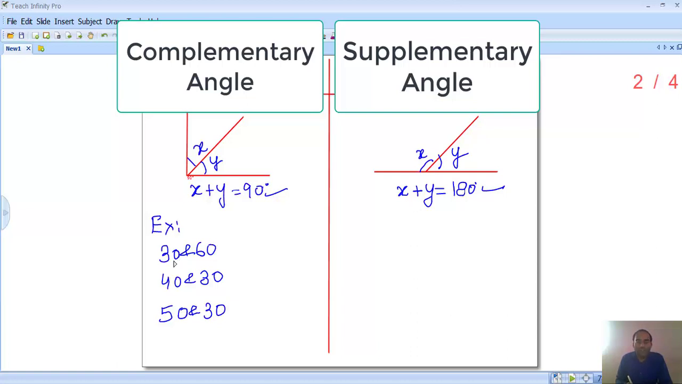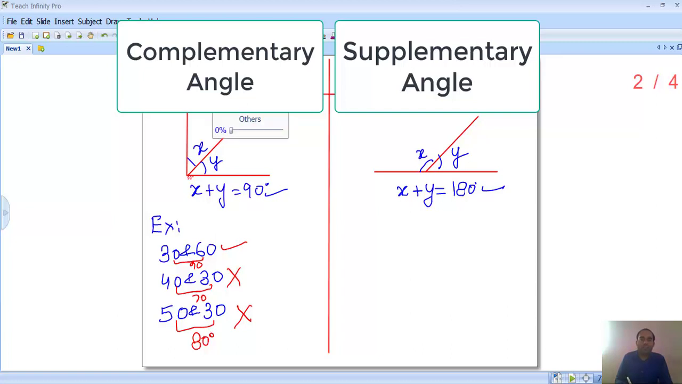Now check. If you add 30 and 60, the sum will be 90. That means they are complementary. Now add these two, 40 plus 30, 70. It is not 90, so these two angles are not complementary. Add this, 5 plus 3, 8, 80 degrees. So they are also not complementary, because the sum should be exactly 90. Then only the angles will be called complementary.